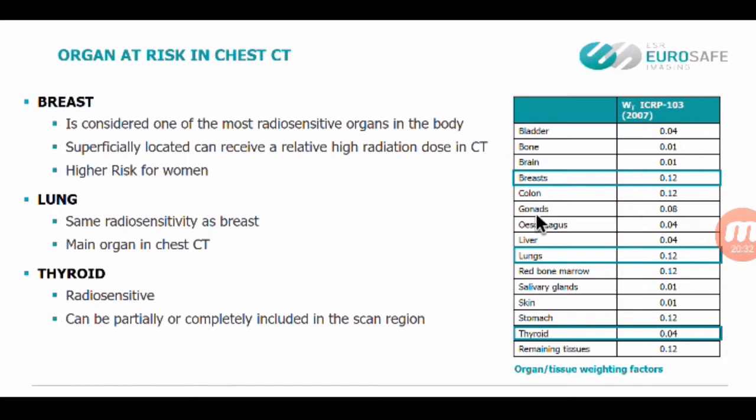Lung is, of course, the main organ in chest and has the same radiosensitivity as breast. And then we have thyroid, a little less radiosensitive than the other two, and take care that it can be partially or completely included in the scan region. And so, again, the choice of the scan region is very important, and we should take care in each case.